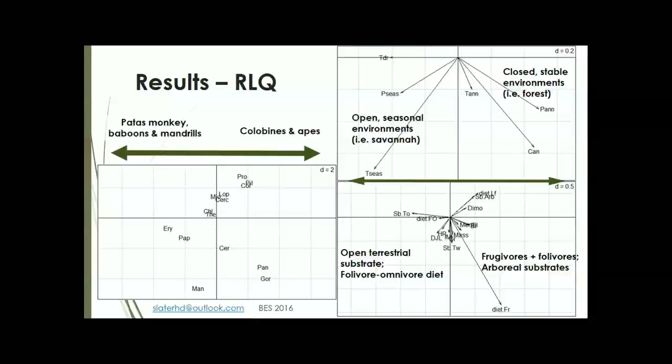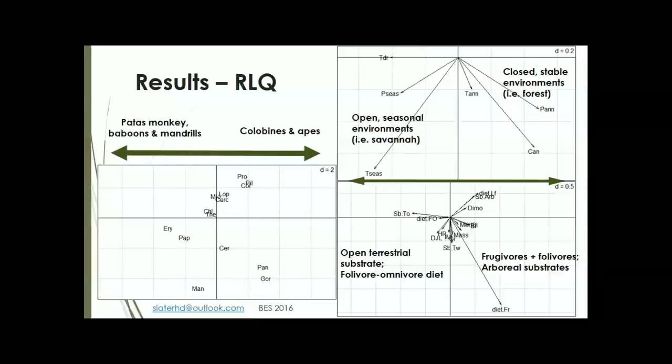So you can see this here is the R matrix, sorry. So this is site by species. So these are where all the different genera fall within this matrix. So here you've got the patas monkey, the baboons, and the mandrills. These are all terrestrial genera. And then along here, you've got the apes and the colobines. These are more arboreal forest-dwelling primates.